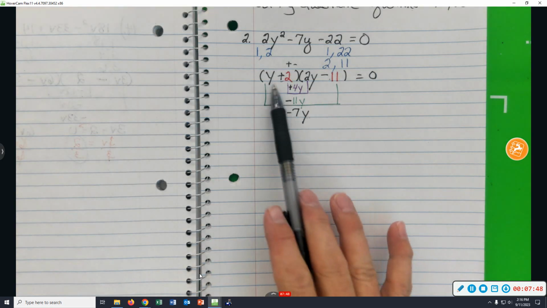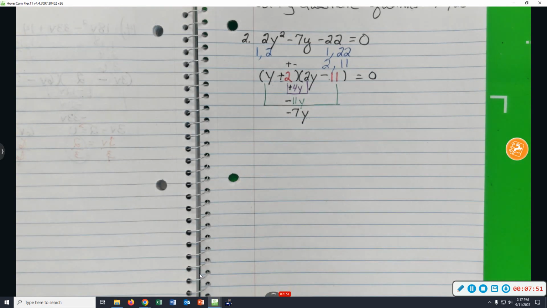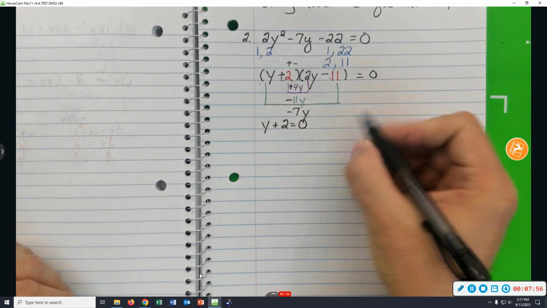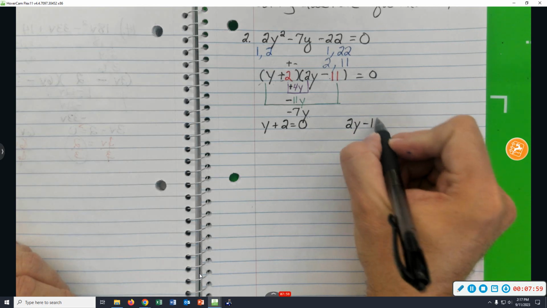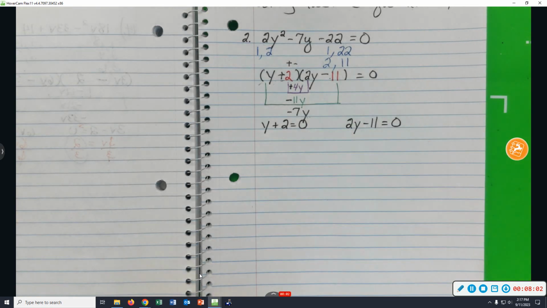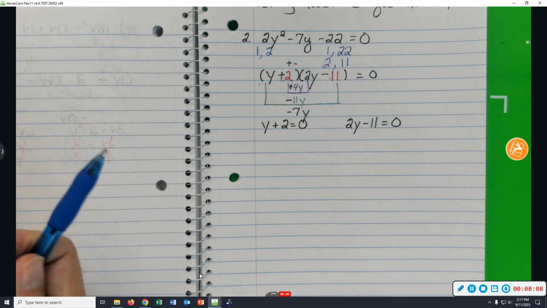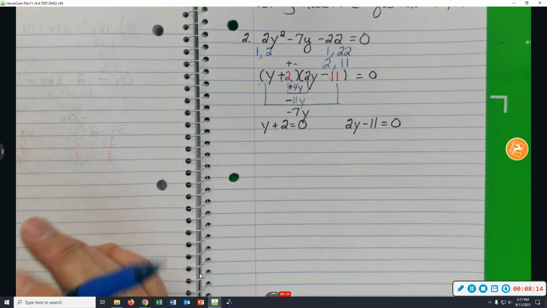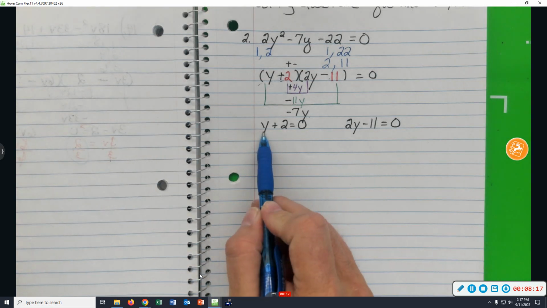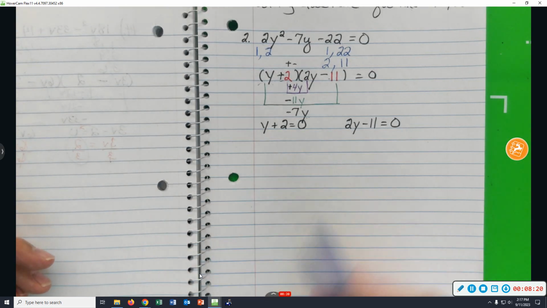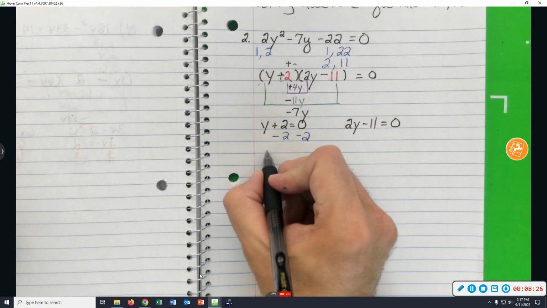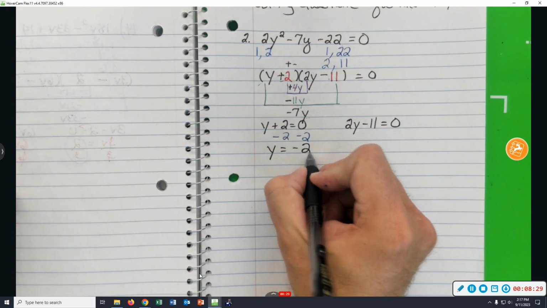And then once you factor these, just set each factor to 0. What we've done now is we have 2 linear equations. A linear equation has no exponent in it. And to solve a linear equation, you perform the opposite operation to both sides, beginning with addition and subtraction, in order to eliminate the variable, to isolate the variable. What would I need to do here to isolate this y? Yeah, subtract 2. So our first answer, it looks like y equals negative 2.